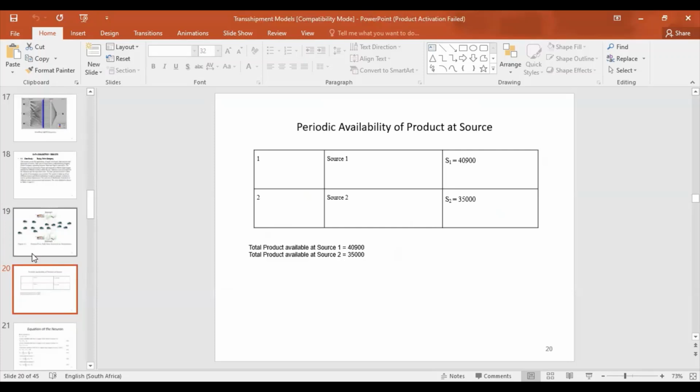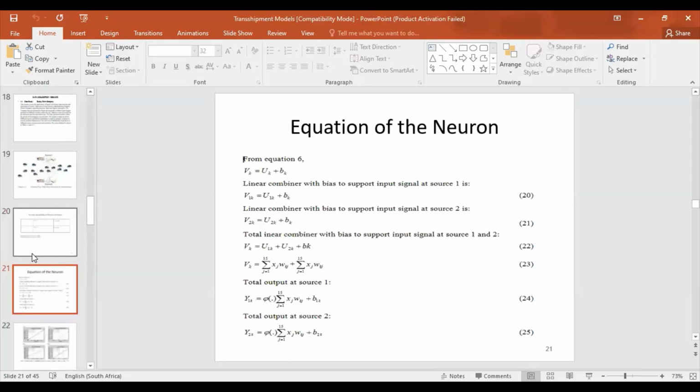Now look at the case scenario based on data sets obtained from the manufacturing system. The first source has a product of about 40,900, and the second has about 35,000 products. And there are so many destinations where products can flow. In order to solve the problem, we decided to test the validity of this model using the adaptive neural inference system. So on the ANFIS model, we have here the equation of the model, and bringing the data sets into the model, from the first equation where VK equals UK plus BK, the linear combiner with bias to support the input signal is presented based on products, from source to multiple destination systems.